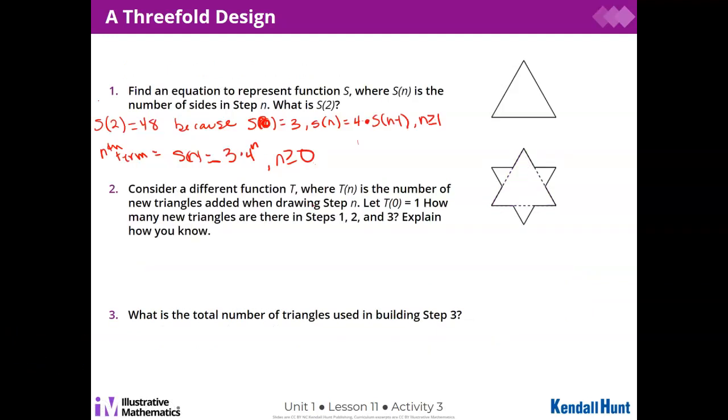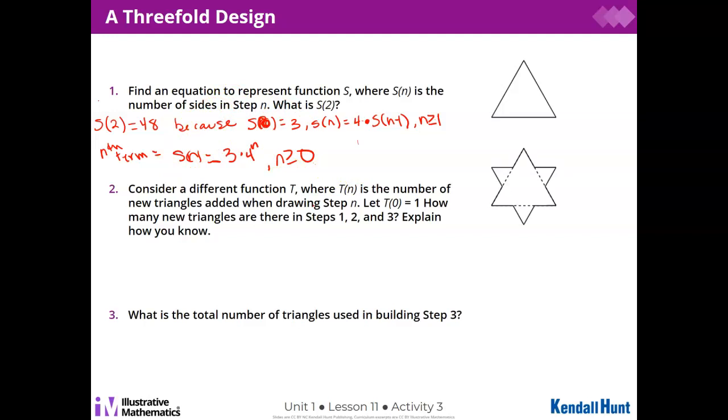Okay, so I got that s of 2 was equal to 48 because I found the recursive that s of 0 was equal to 3. So then I could find s of n, which is 4 times s of n minus 1 for all n's greater than or equal to 1. And I also was able to find an explicit, or non-recursive, nth term, another way that we could say that s of n was equal to 3 times 4 to the n. Again, I plugged it in and I checked my work and it worked.